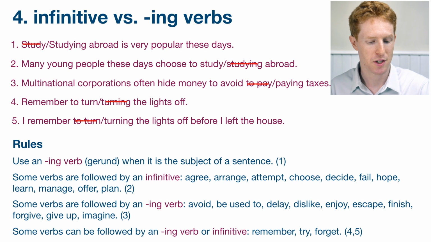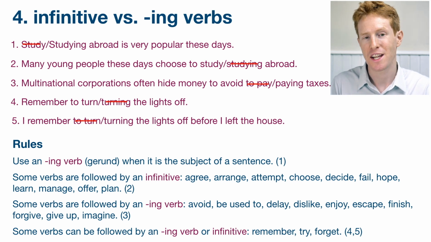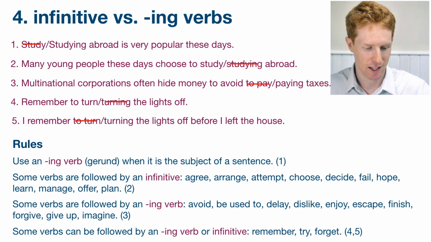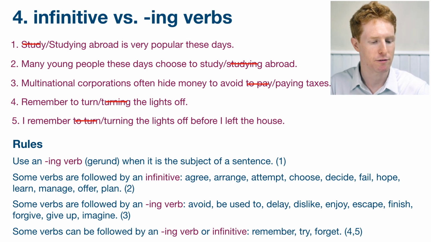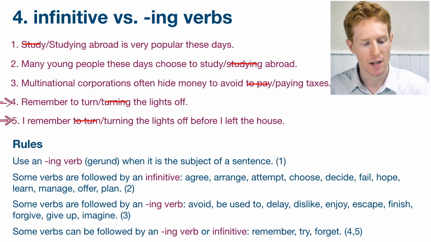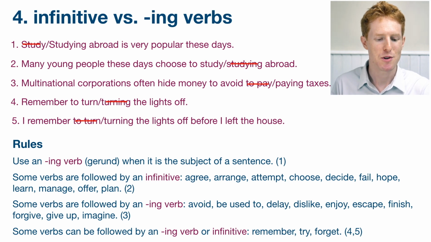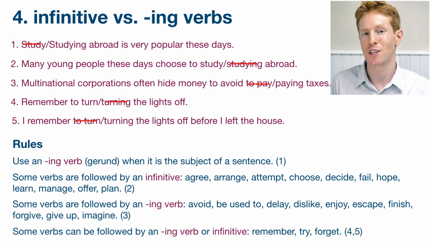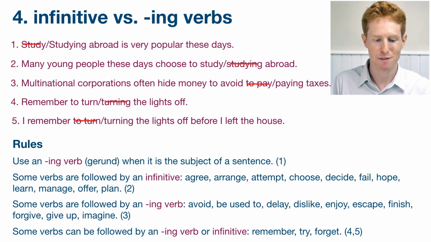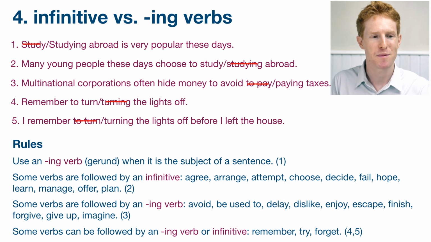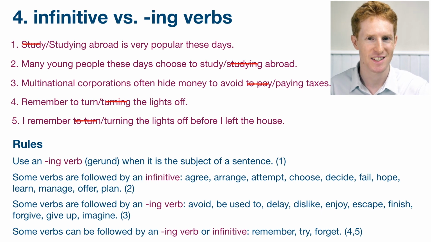Then we have some verbs that can be followed by an -ing verb or an infinitive, but these change the meaning slightly, and we can see that in sentences number 4 and 5. We have remember to turn the lights off and remember turning the lights off. If you say remember to turn the lights off, then you're telling someone something that they should do. However, if you say I remember turning the lights off, then you're saying something that you remember in the past.